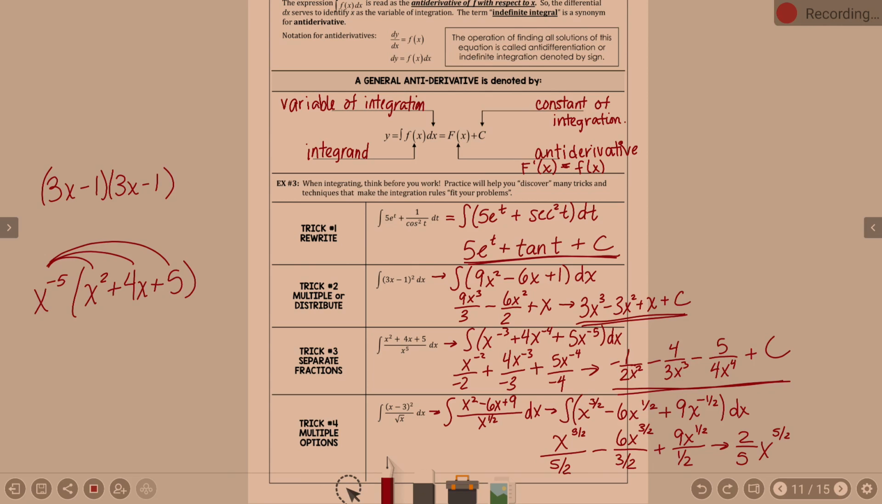Because dividing by 5/2 is multiplying by 2/5. Minus, what is 6 divided by 3/2? 4. Here's what I would say: 6 divided by 3 halves is 6 times 2/3, so that's 12 thirds, which is 4. I already have my minus in the problem. So what I say is minus 4x to the 3 halves.